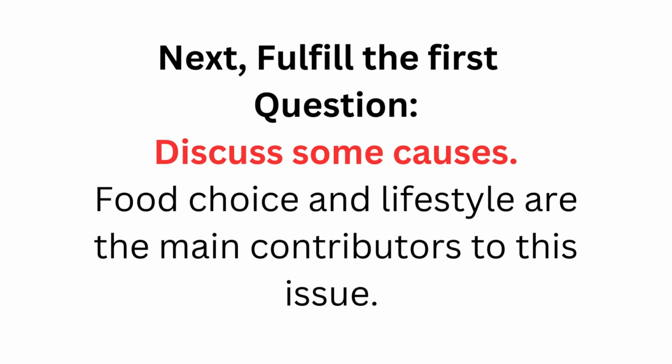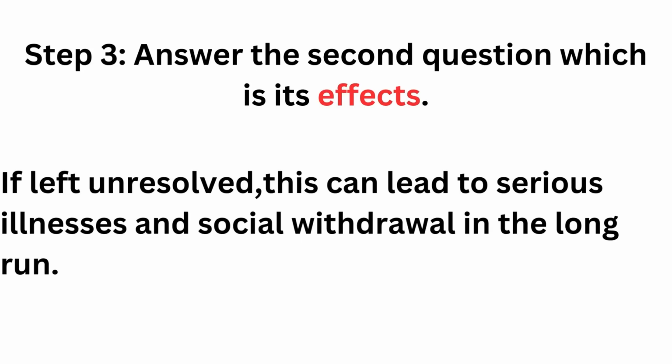After writing your background statement, you now have to deal with the main tasks of giving causes and effects. So I've got here an example. You can say this is for the causes. You can say food choice and lifestyle are the main contributors to this issue. Remember, you should not expand or explain any further, as this is just the introduction paragraph. Just give the examiner an idea of what is coming up or what is going to be in your body paragraphs.